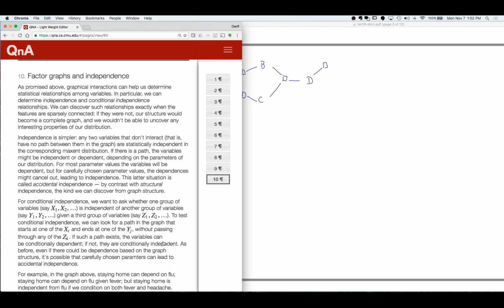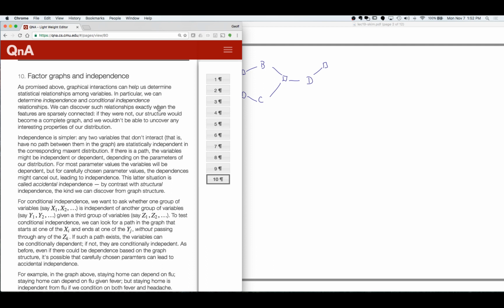In particular, we're going to be able to figure out independence and conditional independence relationships among variables. And in particular, when the features are sparsely connected, that's when we're going to be able to determine independence and conditional independence relationships. If our features were densely connected, our graphical model would become a dense graph, a fully connected graph, and we wouldn't be able to get anything interesting out of it. So of the two, independence and conditional independence, the simpler one is independence.